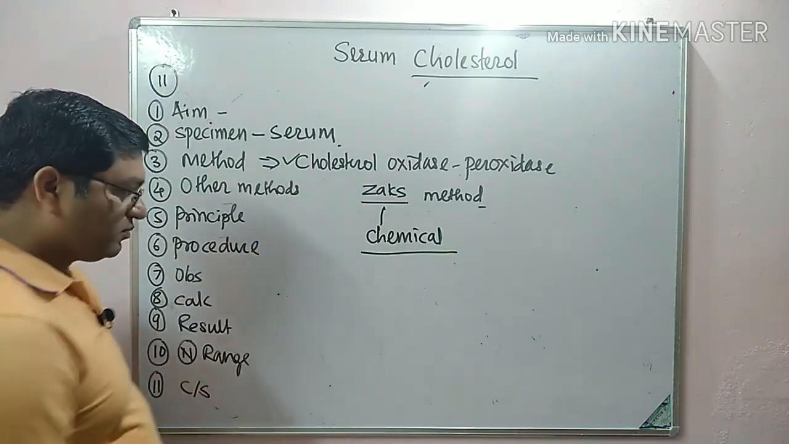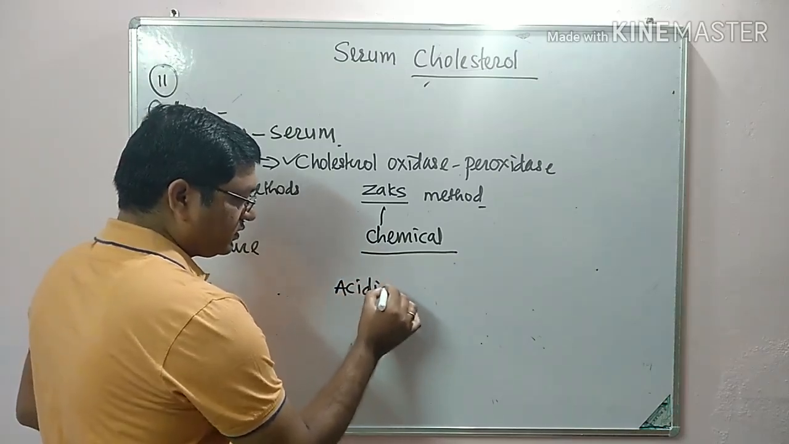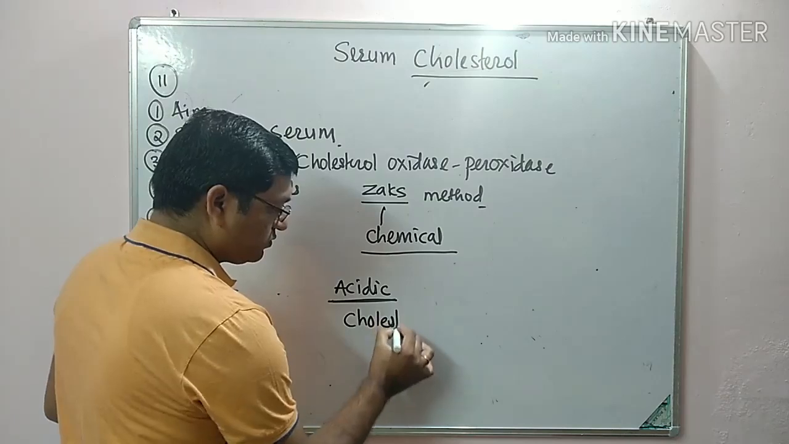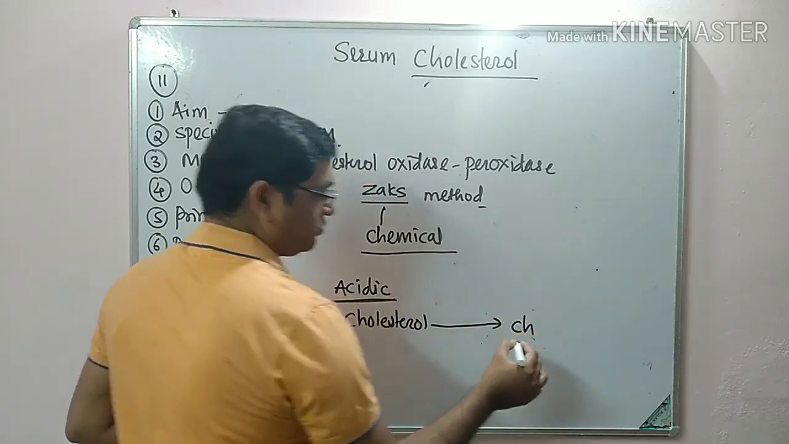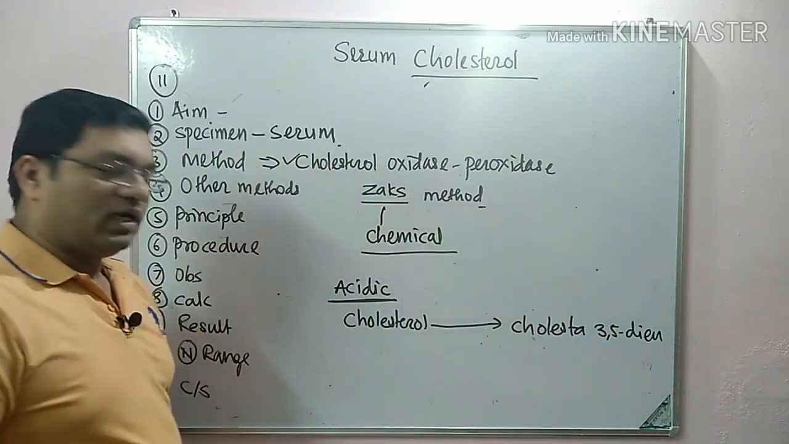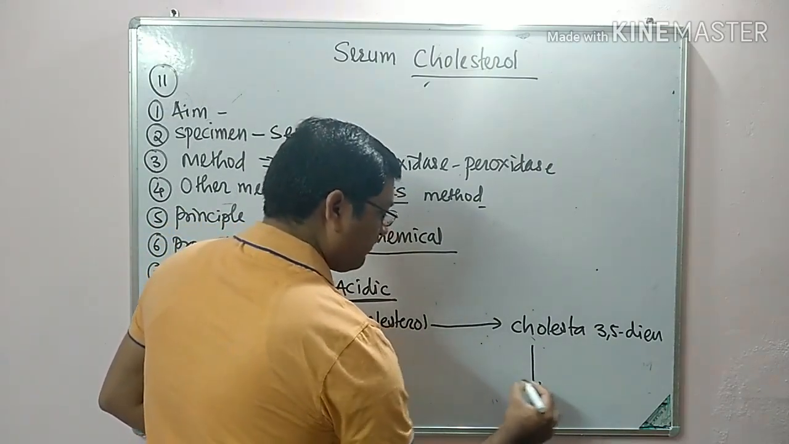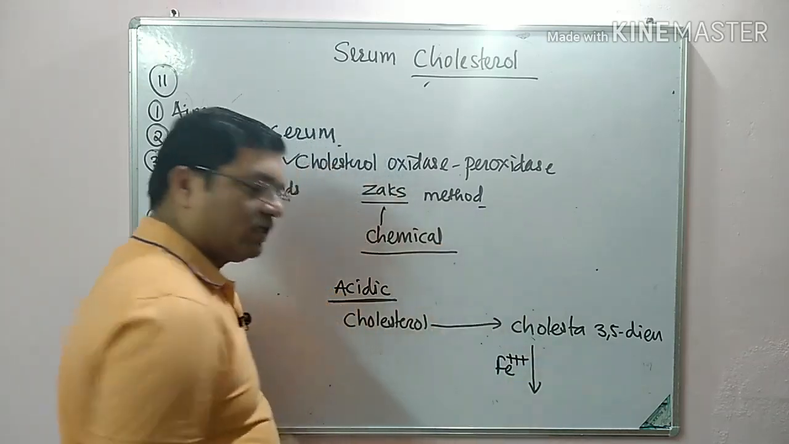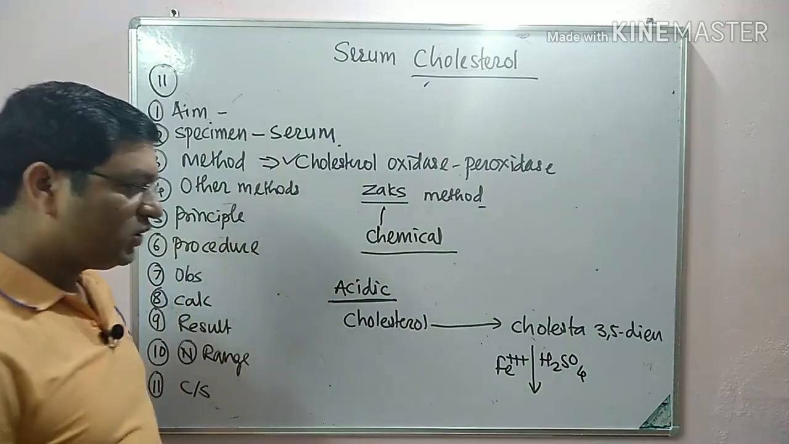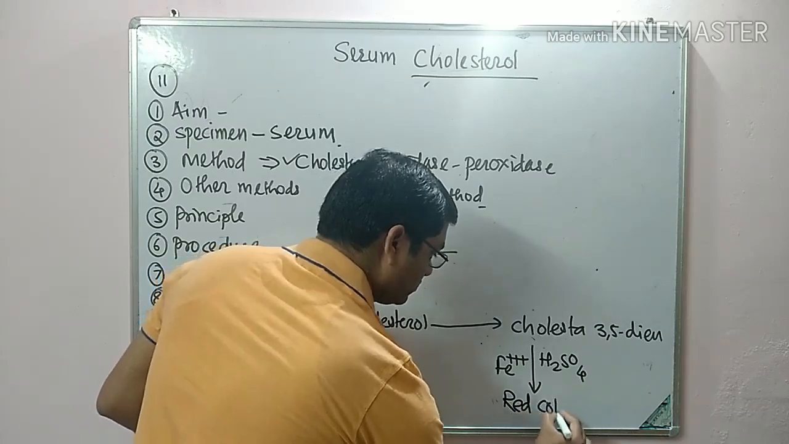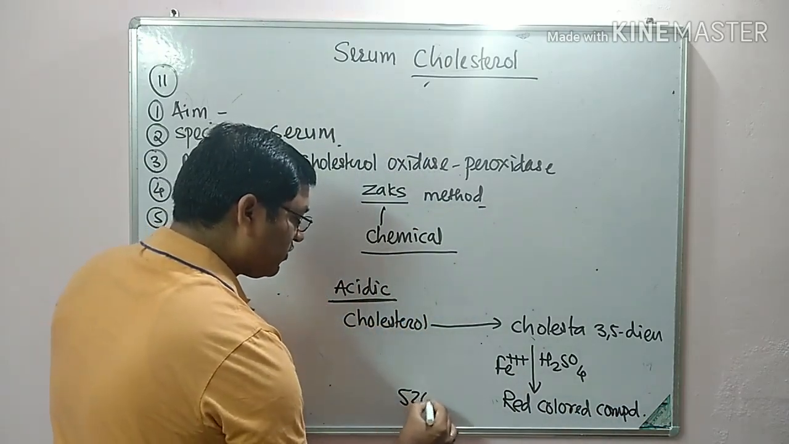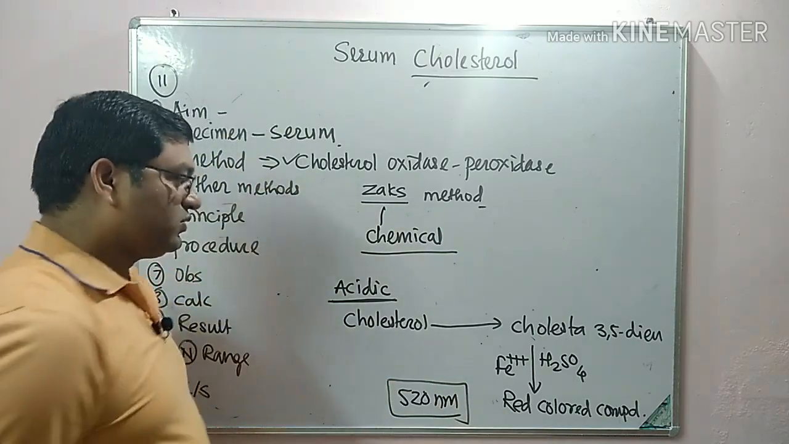The principle of Zak's method is, under acidic condition, on dehydration, cholesterol is converted into cholesta-3,5-diene, and this compound, in presence of ferric ions, which is provided by ferric chloride, undergoes oxidation and sulfonation by H2SO4 to give a red colored compound, which is read colorimetrically at 520 or 530 nanometer. That is the green filter. So this is the principle of Zak's method.